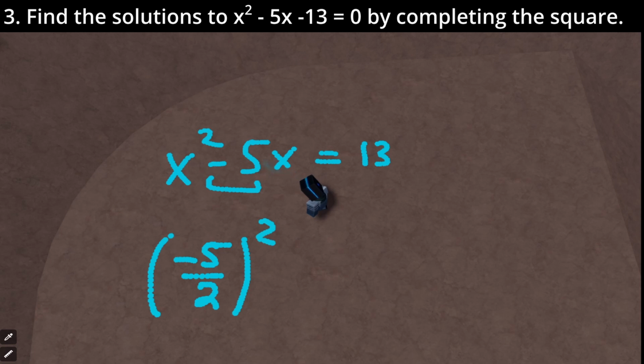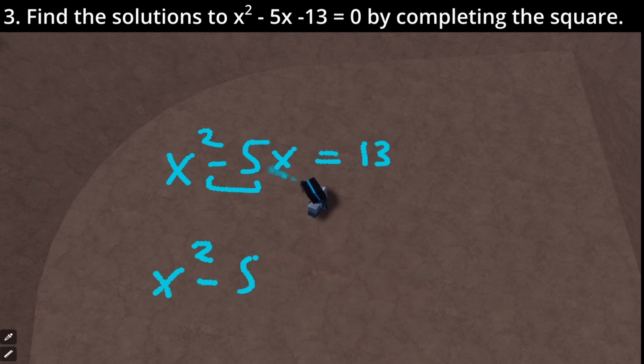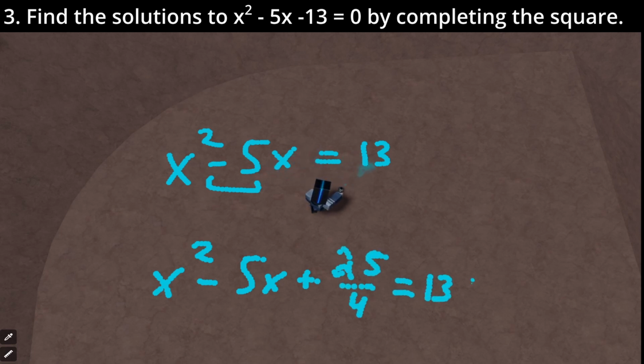So minus 5 halves squared, that's just minus 5 squared over 2 squared. Minus 5 squared is just 25, because the minus will cancel out when you square it. And 2 squared is just 4. So 25 over 4 is the number I'm going to use to complete the square. So let's add that to both sides. If I add this to both sides, I'm going to get x squared minus 5x plus 25 over 4 is equal to 13 plus 25 over 4.